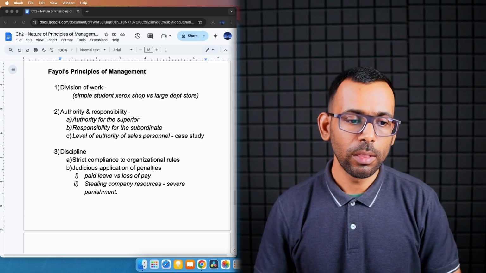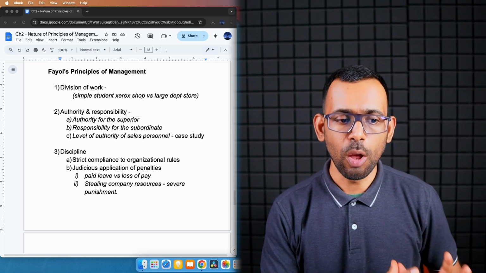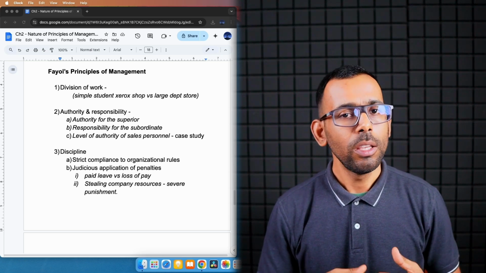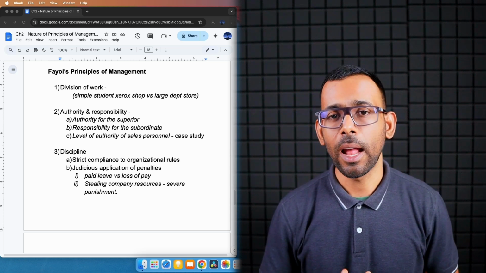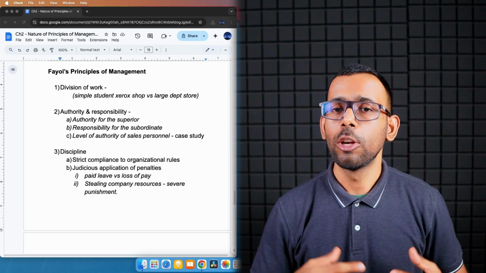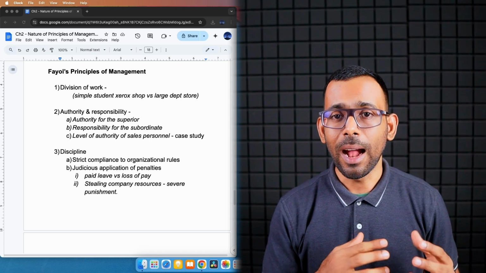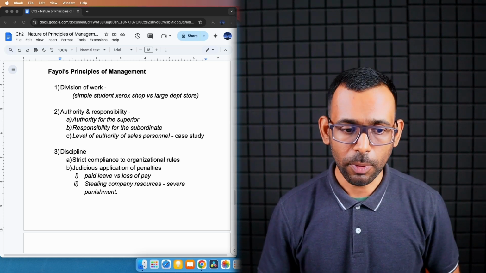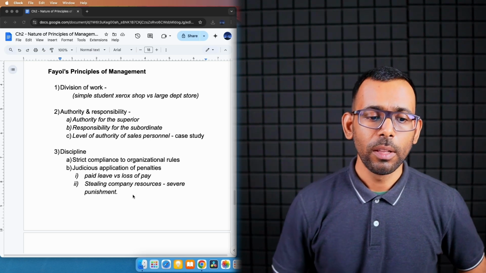Let's talk about the third point, which is discipline. Fayol is a strong proponent of discipline within the factory. Discipline ensures order. If you don't have discipline, you will have chaos inside the factory and it will not be an effective management. Chaos will result in loss of resources, loss of time. Employees should ensure that they adhere to the organizational rules as strictly as possible.